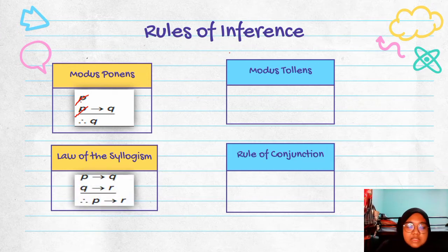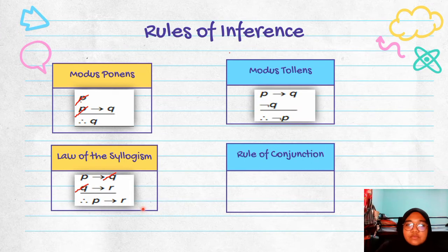And then the next rule is the law of the syllogism. For this rule, we must cancel out the right side first for the same statement, which is Q, and then the left side. And then the conclusion for this rule will be P implies R.